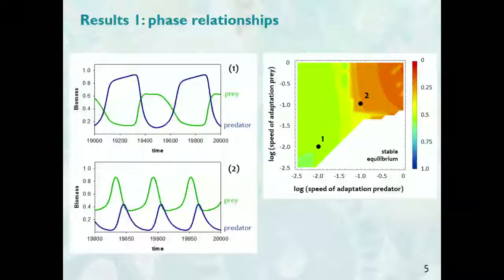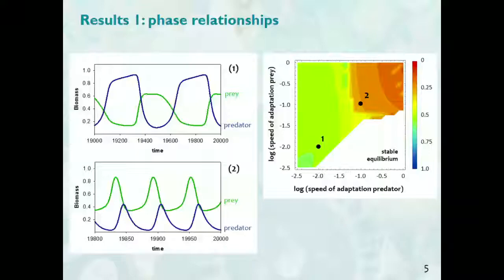And on the y-axis we have the speed of adaptation in the prey, and the colors denote the phase relationship. In the legend on the right, you can see the phase relationship. The green colors have a phase lag of 0.5, so these are anti-phase cycles. And these are always found when the speed of adaptation in the predator is slow, regardless of the speed of adaptation in the prey. And if the speed of adaptation in the predator is fast, then we get the orange colors. Those are the quarter lag cycles. So that's our first result.